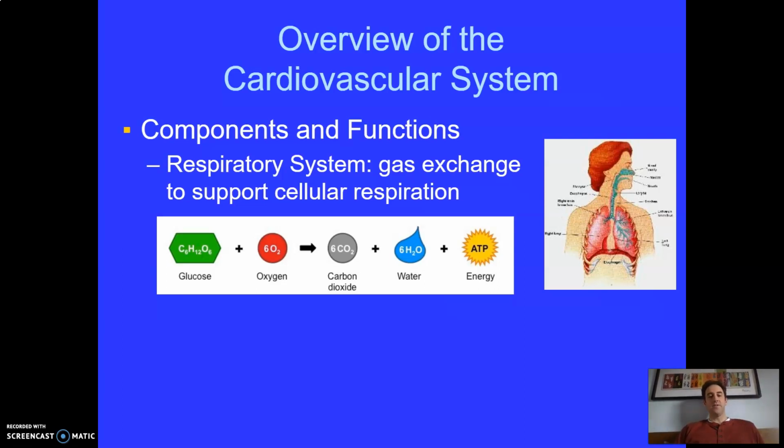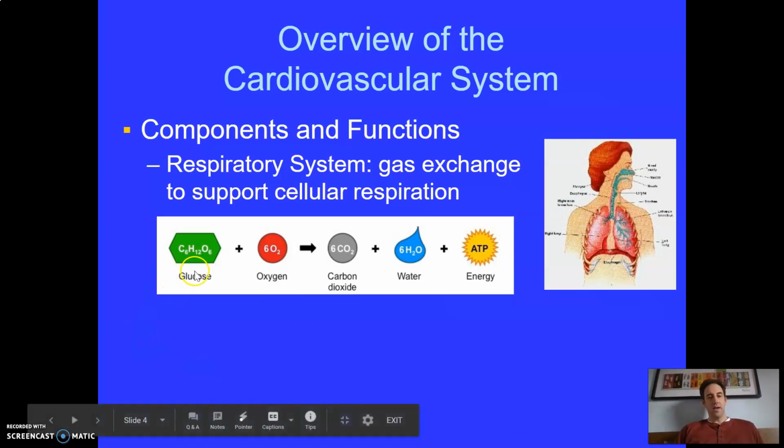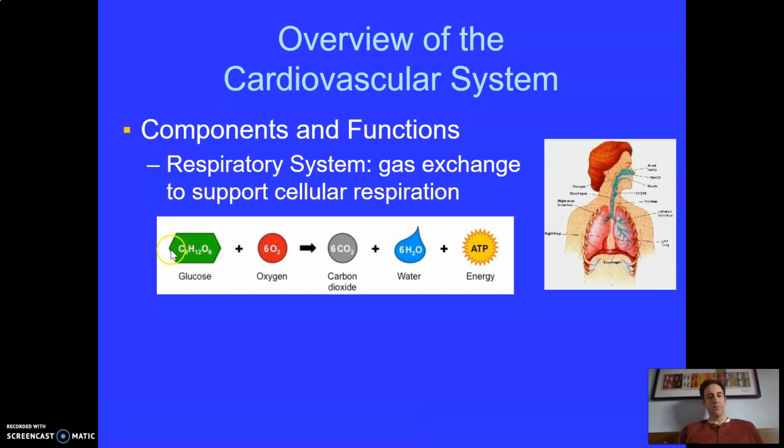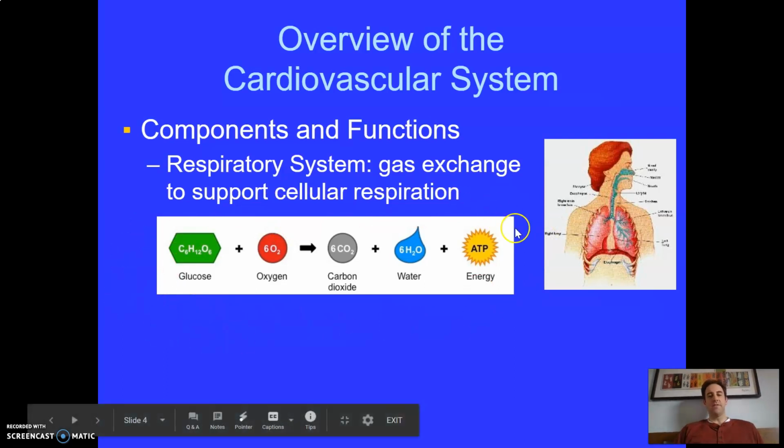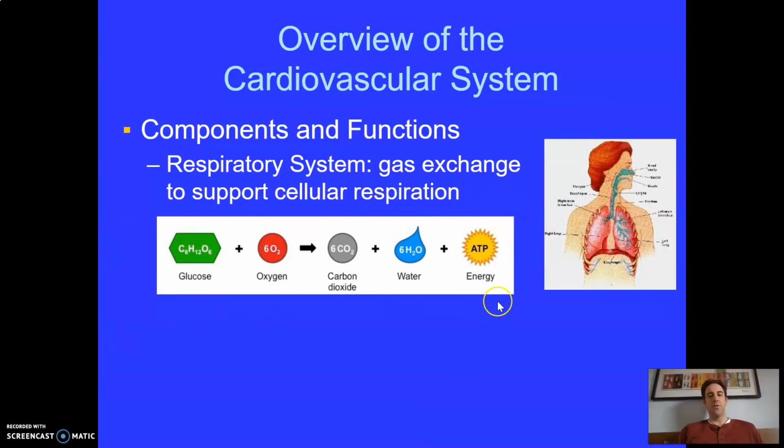But this process was aerobic, meaning it requires oxygen. And so here we have the chemical formula for cellular respiration. It takes glucose, which is the fuel, plus oxygen, and it produces carbon dioxide and water. And the energy released during that breakdown of the sugar into carbon dioxide and water is used to make ATP. So this formula is actually going to be our guiding principle here for the second half of this course.